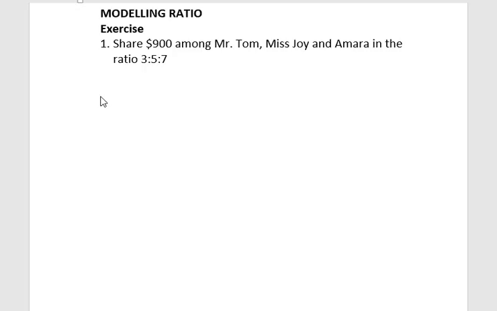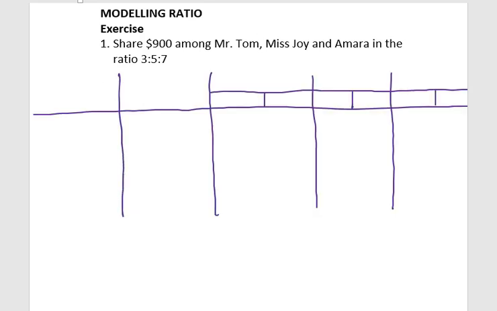Modeling ratio. Okay, we have an exercise. Share $900 among Mr. Tom, Miss Joy, and Amara in the ratio 3:5:7. Before that, let me just draw some tables out. This is my table. Not really straight, just wanted it fast.